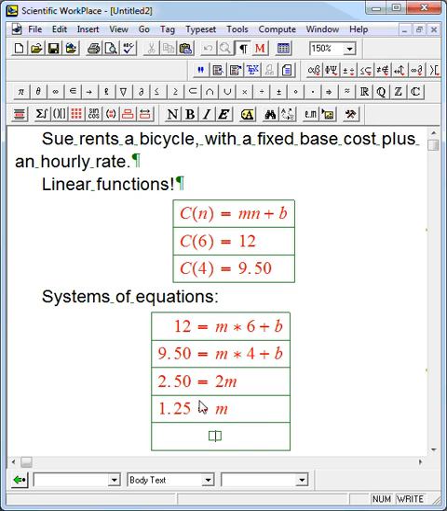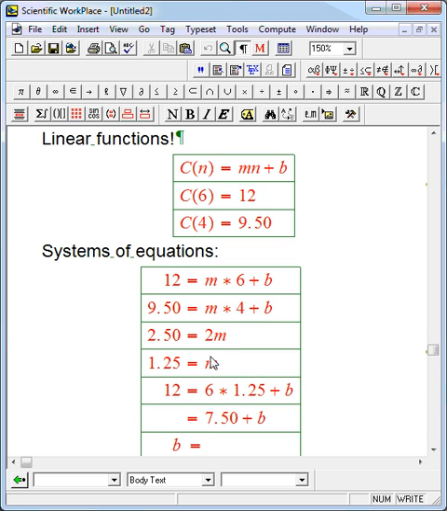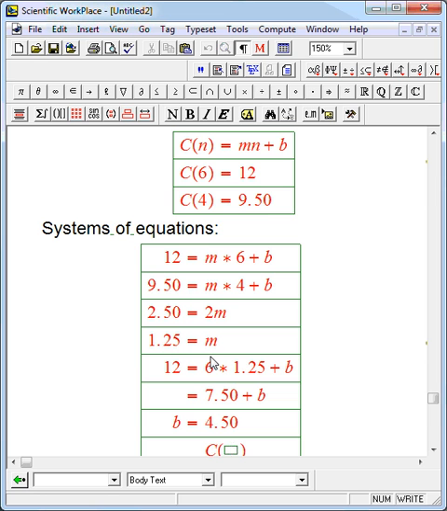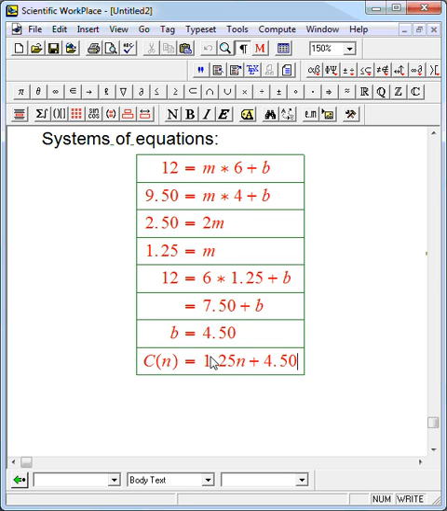Okay. Now, what about b? Well, once we've got one of these numbers, it's easy to go back and plug it into either one. And so we have 12 equals 6 times 1.25 plus b. Or in other words, that's 7.50 plus b. And so b is 12 minus 7.5, or 4.50. Okay. And so our final function is c of n equals $1.25 an hour plus a base cost of 4.50. Okay, and that is answer B.